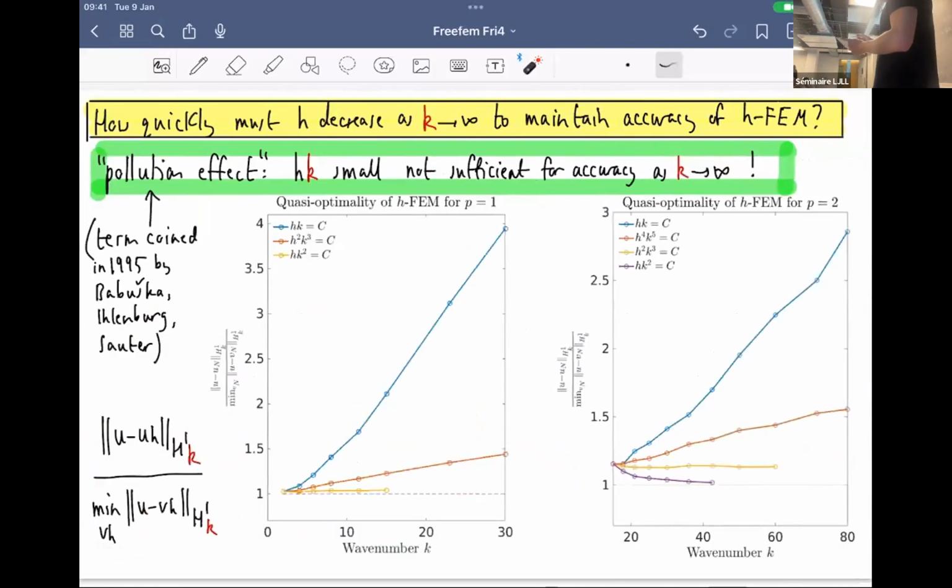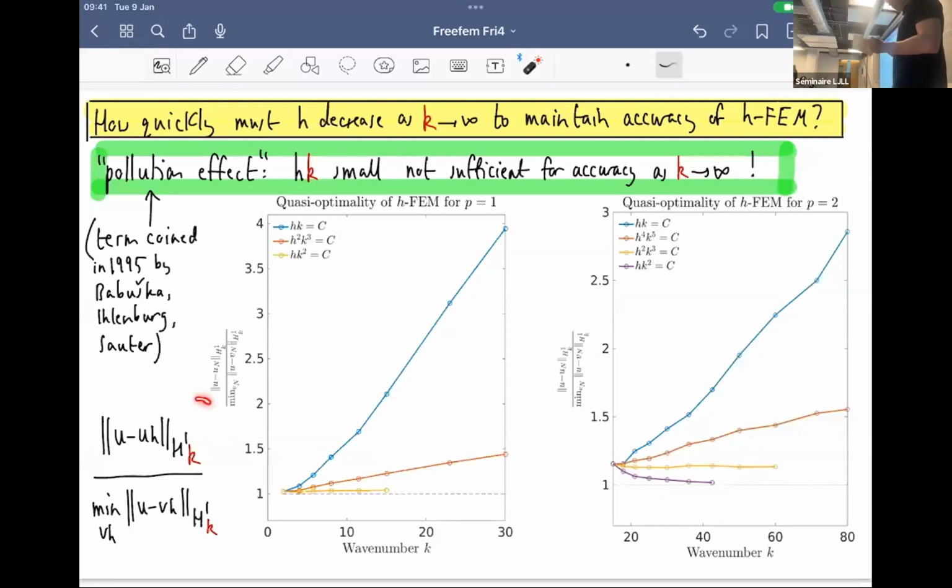But this is not the case. hk sufficiently small is not sufficient for accuracy of the h version of the finite element method as k tends to infinity. And this is the classic pollution effect. Last night when I was preparing this talk, I was trying to find out who first coined the term pollution effect. Before 1995 it hadn't been used in this Helmholtz context. Then in 1995, there were three papers by different combinations of the authors Babuška, Ihlenburg, and Sauter, all calling this effect the pollution effect.